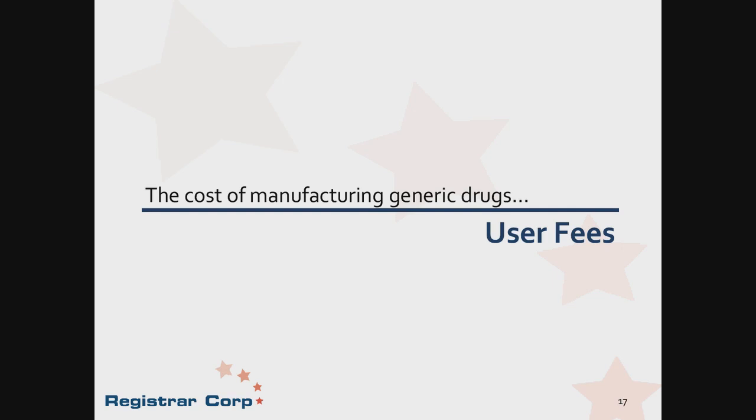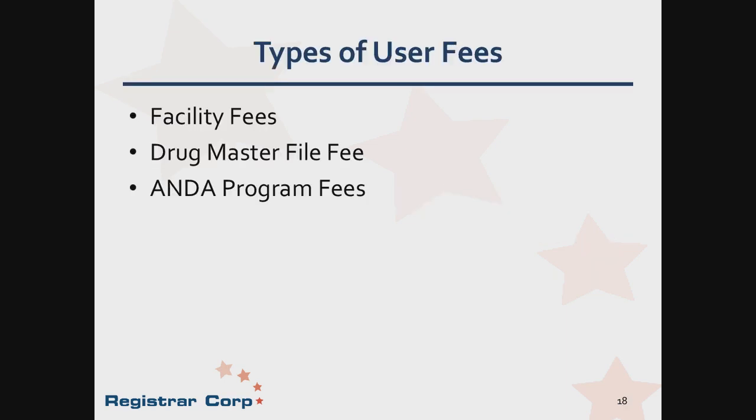Now on the cost of manufacturing generic drugs, GDUFA has user fees that are due upon submission of certain applications and some that are due annually. There are fees that are due annually for manufacturing facilities that are named in approved generic drug applications. Holders of Type 2 Drug Master Files are subject to a user fee when named in a generic drug application. The holders of generic drug applications have fees that they are responsible for as well.